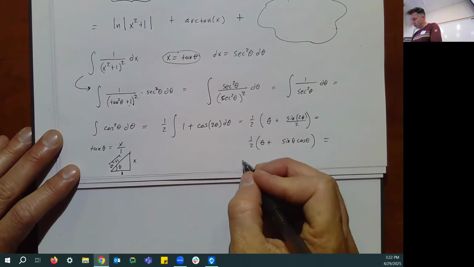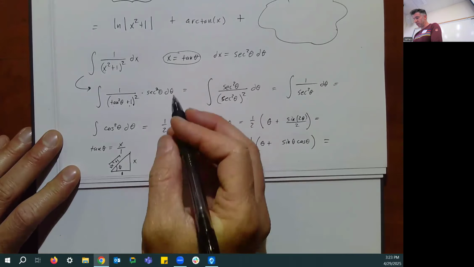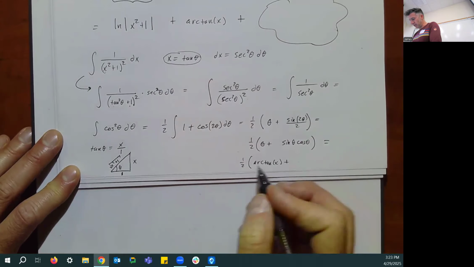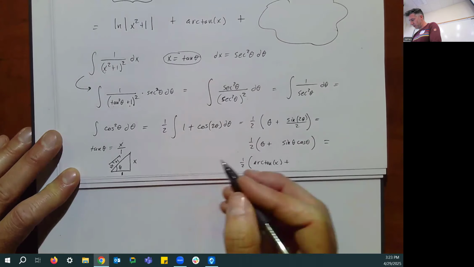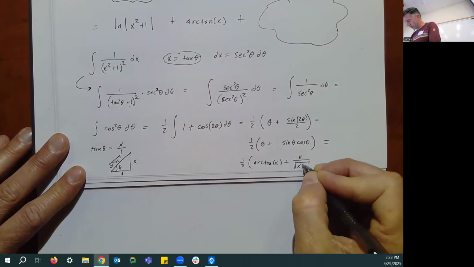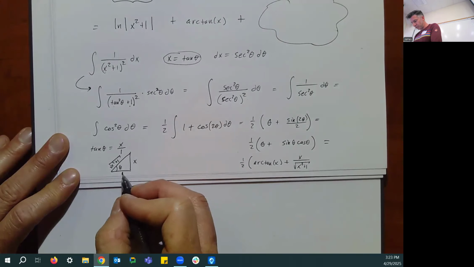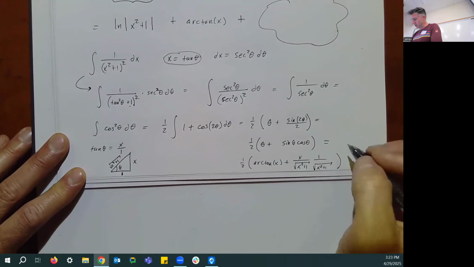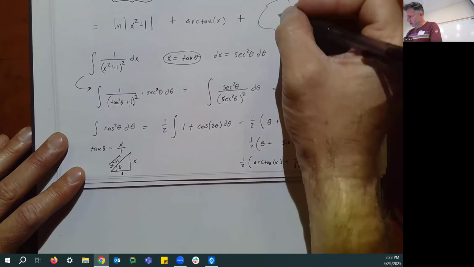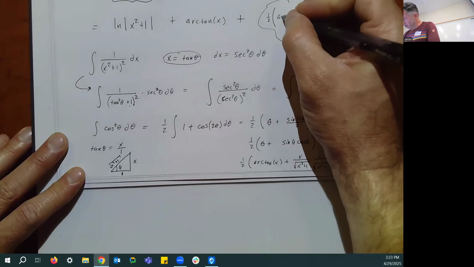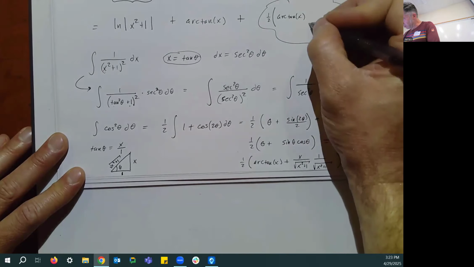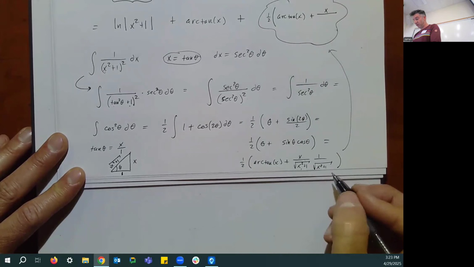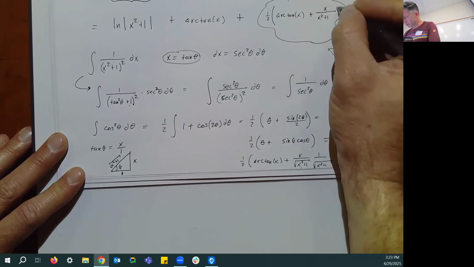Finally, we replace each theta, or each trig function of theta, with what it is equal to, and we get 1/2 of our theta is just the arctangent of x, or the inverse tangent of x. Sine theta, looking at my triangle, is opposite over hypotenuse, so it's x over the square root of x squared plus 1. Cosine theta is the adjacent over the hypotenuse, so it's 1 over the square root of x squared plus 1. So putting all that back in, we're adding 1/2 of arctangent of x plus, I'm going to simplify this as x times 1 on top over the square root of x squared plus 1 times the square root of x squared plus 1, which is just x squared plus 1, plus c.